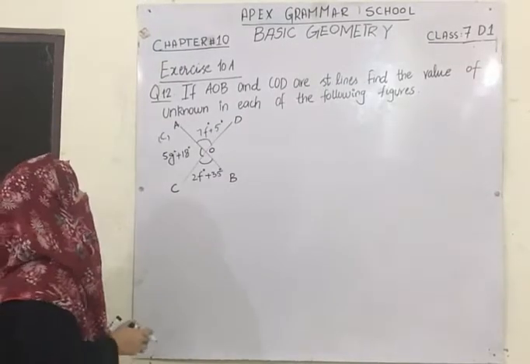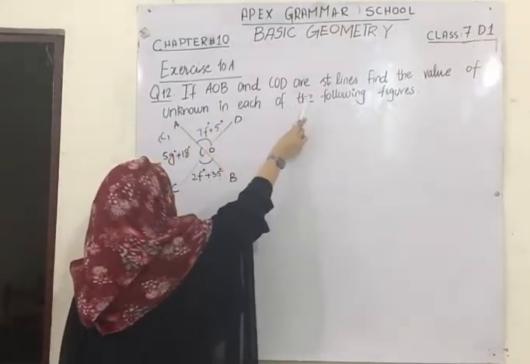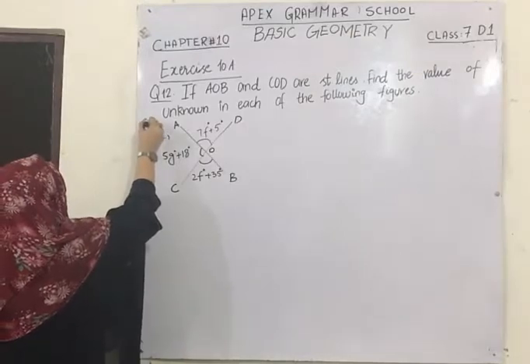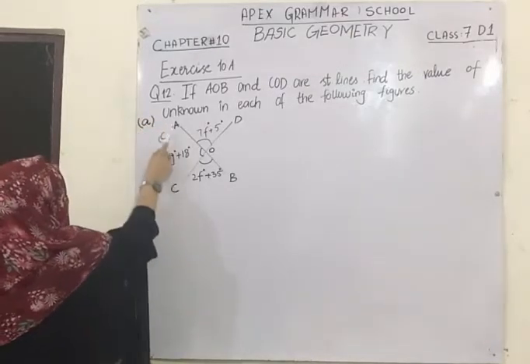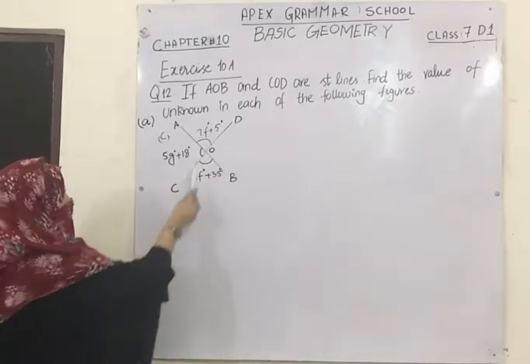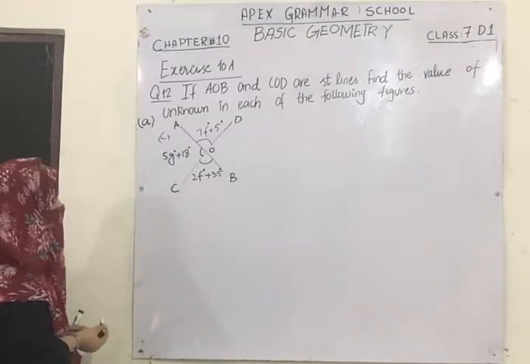I am going to start my question number 12. In question number 12, we are given that if AOB and COD are straight lines, find the value of unknown in each of the following figures. I have written my A part over here, in which AOB and COD are straight lines. We have to find the unknowns. Unknowns over here are f and g. We are having two unknowns.